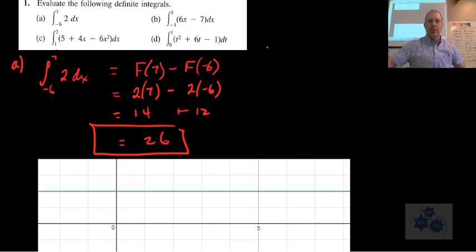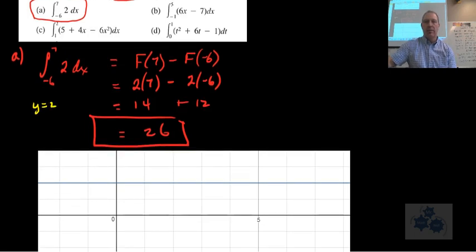Hi guys, I just wanted to take a moment to explain here. When we're talking about definite integrals, for example, we've used the fundamental theorem of calculus to find the area underneath the curve. The curve is the integrand, which is y equals 2. And if you look down here, I have the graph of y equals 2.